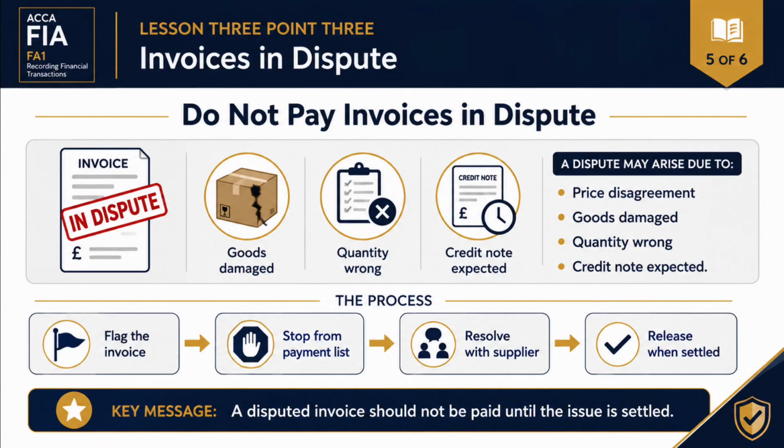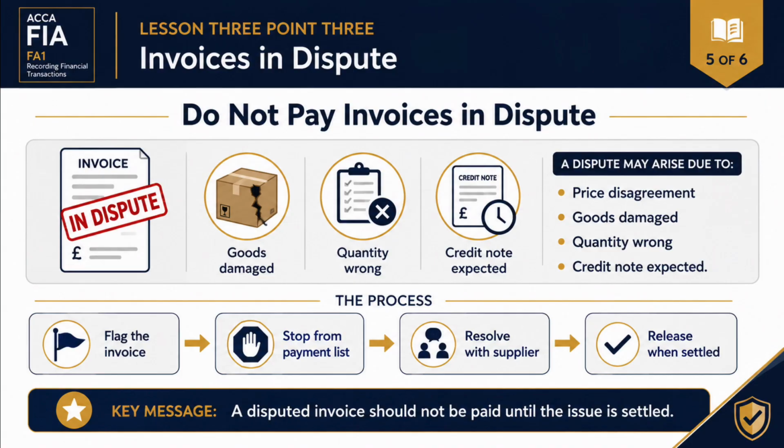Procedure for disputed invoices. The business must have procedures to make sure disputed invoices are not paid by mistake. In a manual system, the invoice may be marked clearly as in dispute. In a computerized system, the item may be flagged. To flag an item means to mark it in the system so that it receives special attention. The system may stop that invoice from appearing on the normal payment list. This is useful because it prevents the business from paying an invoice that is still being questioned.